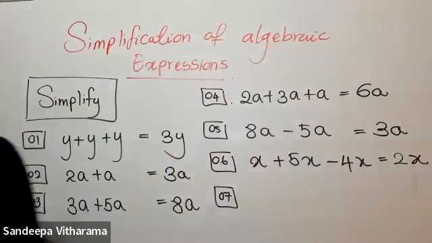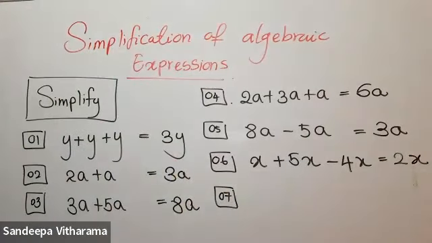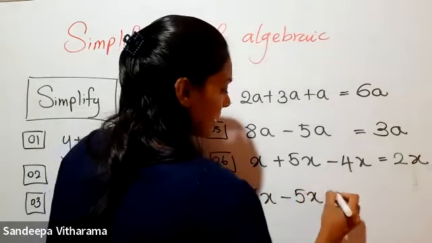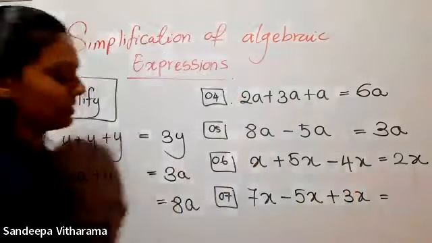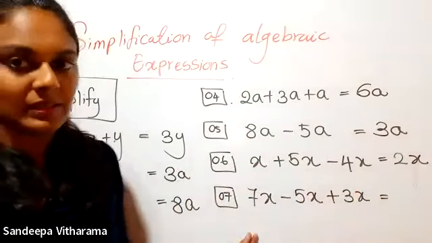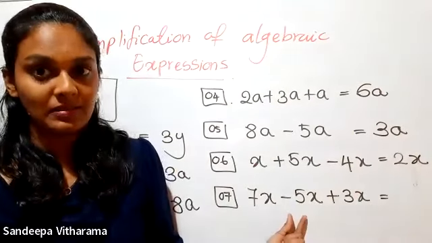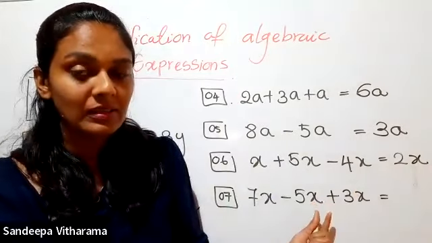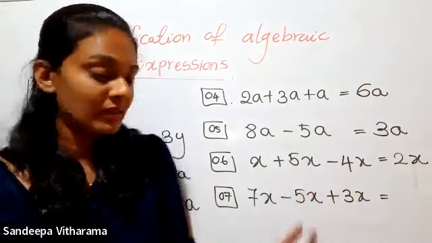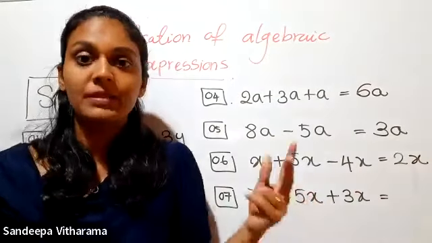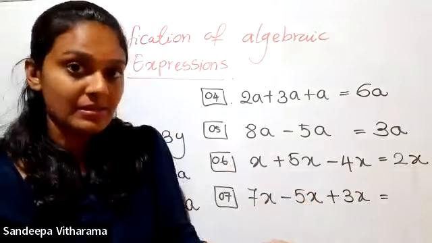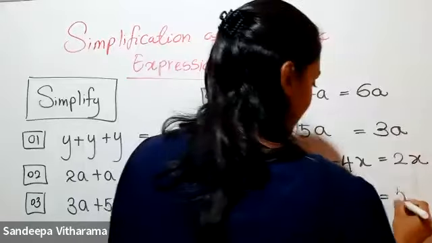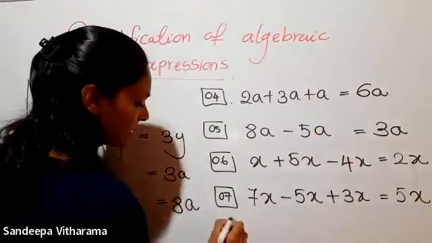7. 7x subtract 5x and add 3x. Now what is the answer? From 7x, 5x are subtracted. 5 subtracted from 7. Then how much is it? 2, isn't it? When 5x is subtracted from 7x, it becomes 2x. Then when 3x is added to the remaining 2x, how much is it? 5x. Very good. It's 5x.